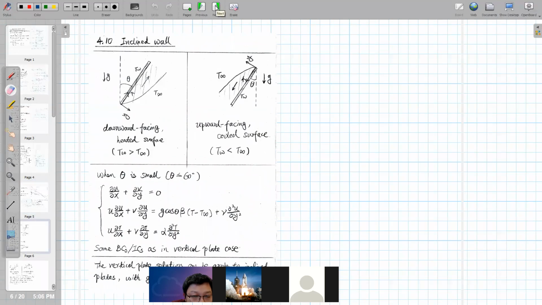Okay. All right. And the next topic is the inclined wall. In the previous lectures on natural convection, we focused on natural convection along a vertical plate. Now it's not a vertical plate. It's an inclined plate. We have this angle theta here. If theta equals 0, definitely it will be just the vertical case, right? And now theta is not 0.